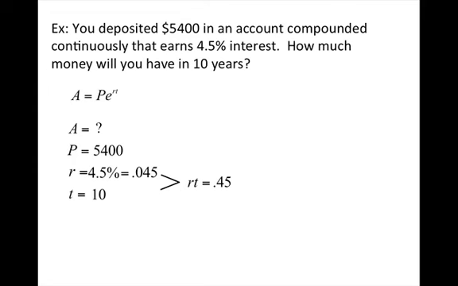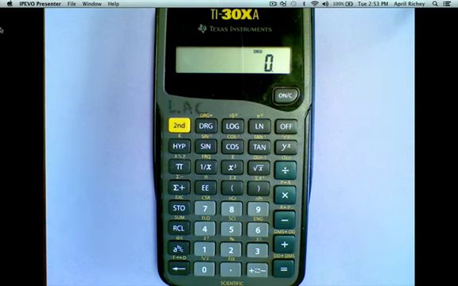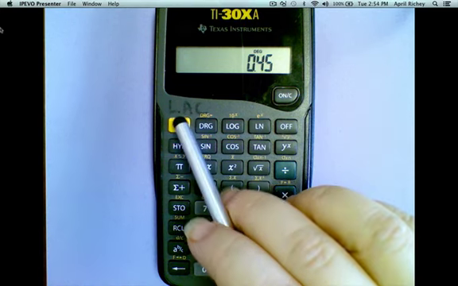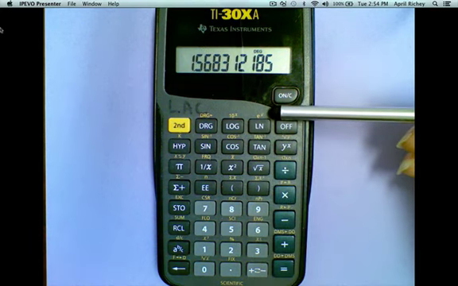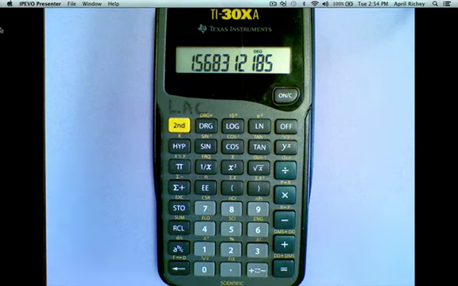So now plug this into your formula. A equals P, which was 5,400, times e to the 0.45. So on our calculator, we're going to begin with the exponent. So we're going to type in the 0.45. That needs to be the exponent for my e. So I'm going to hit second and then ln to get to the e to the x power. And this gives me 1.5683, and that decimal continues on.